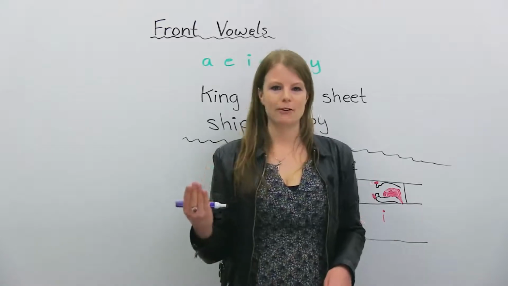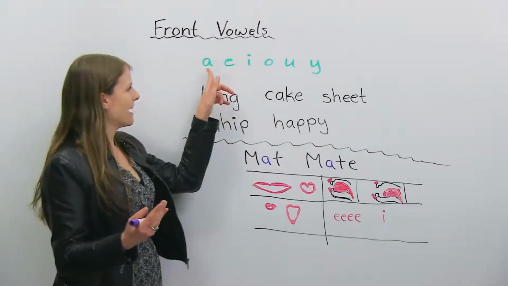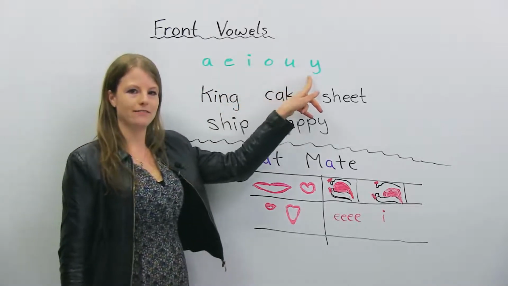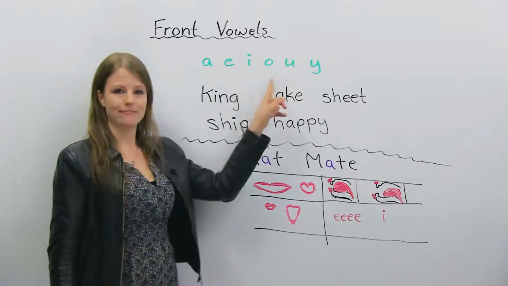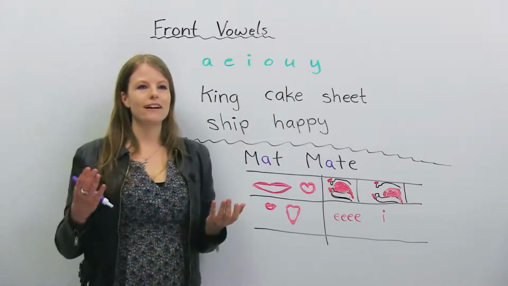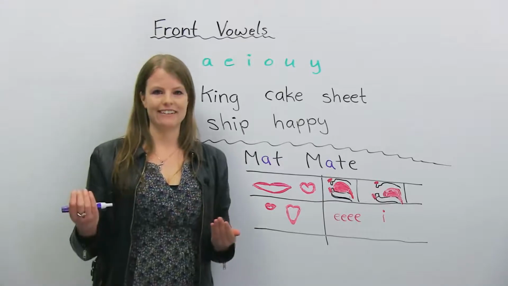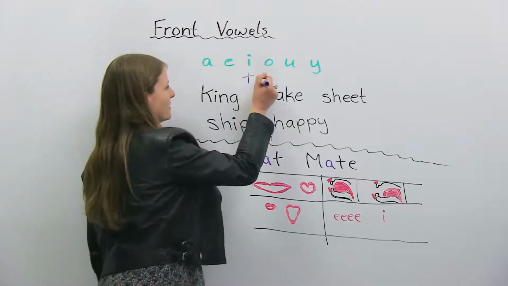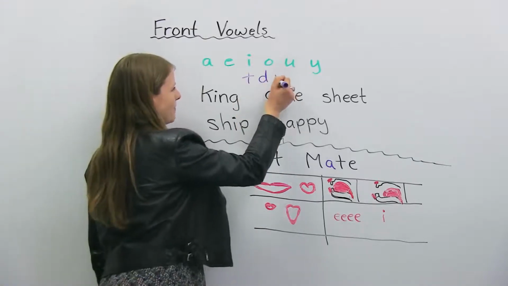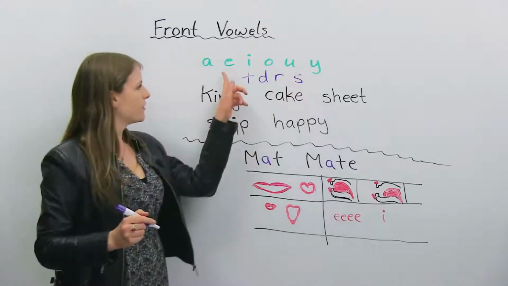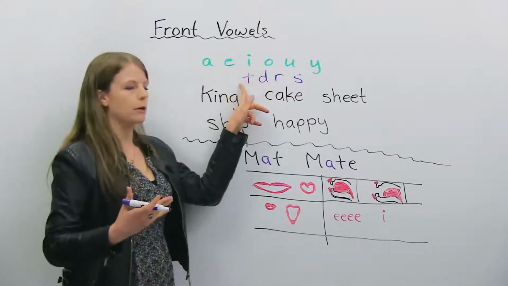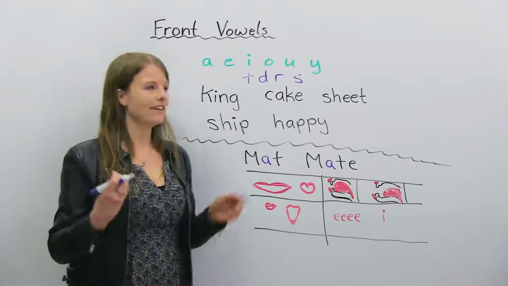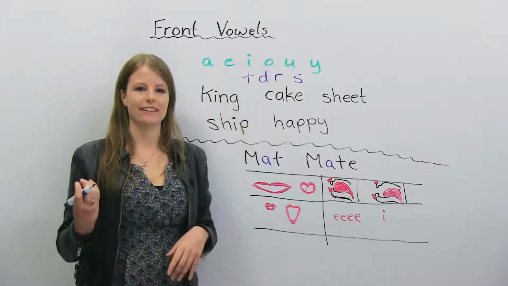So let me show you first what a vowel is. So we have here A, E, I, O, U, and Y. In English, these are our vowels, okay? So they're different from consonants. A consonant is a sound such as T, D, R, S. So these are vowels in green, and what you see in purple, there's a lot more of them. They're consonants. So anything that is not one of these is called a consonant.